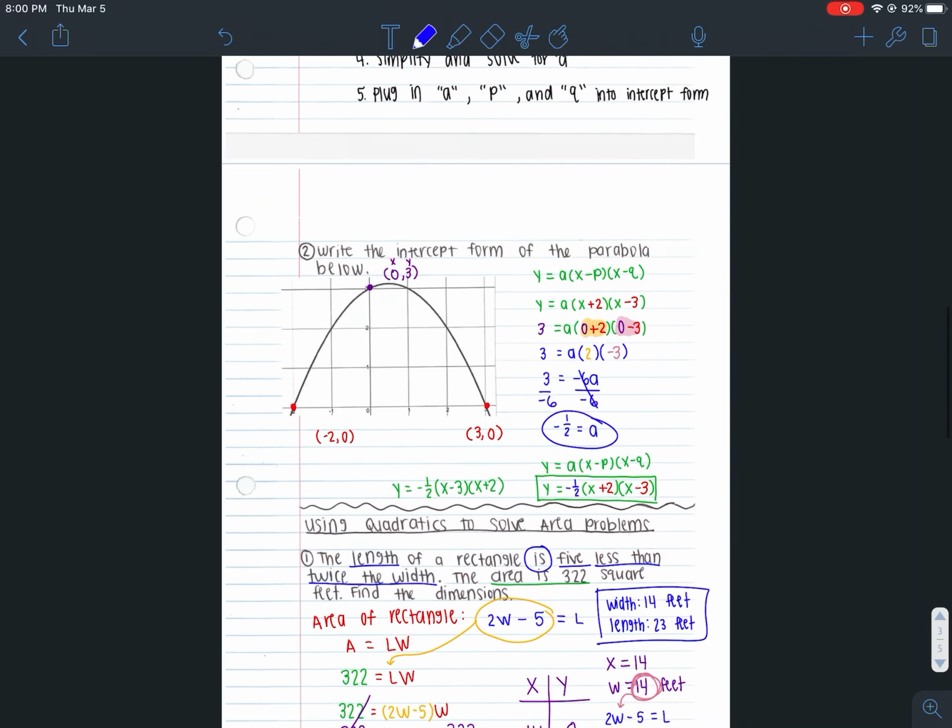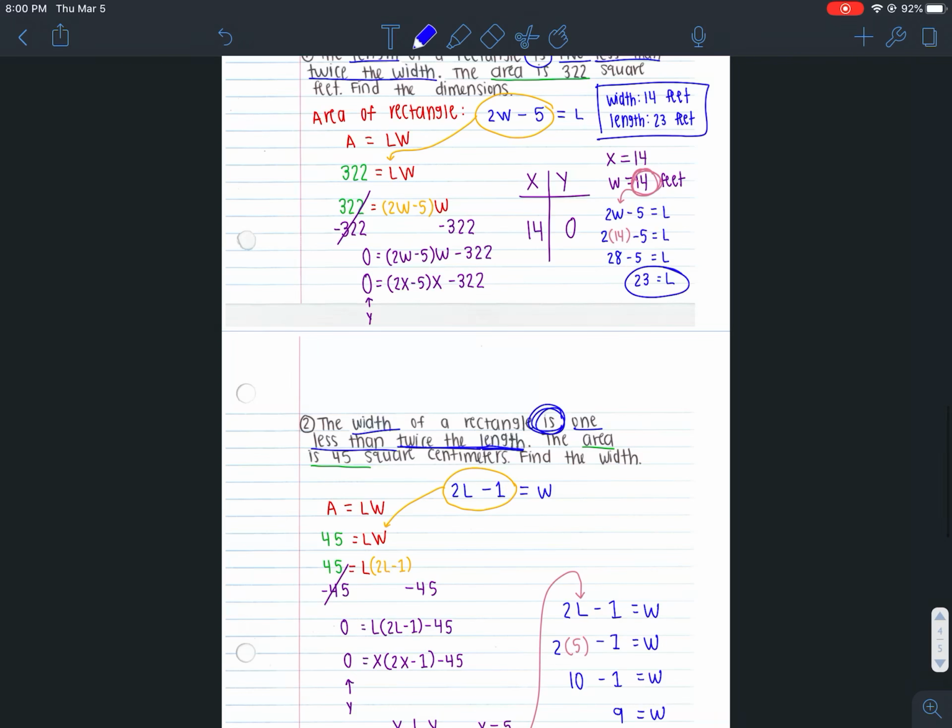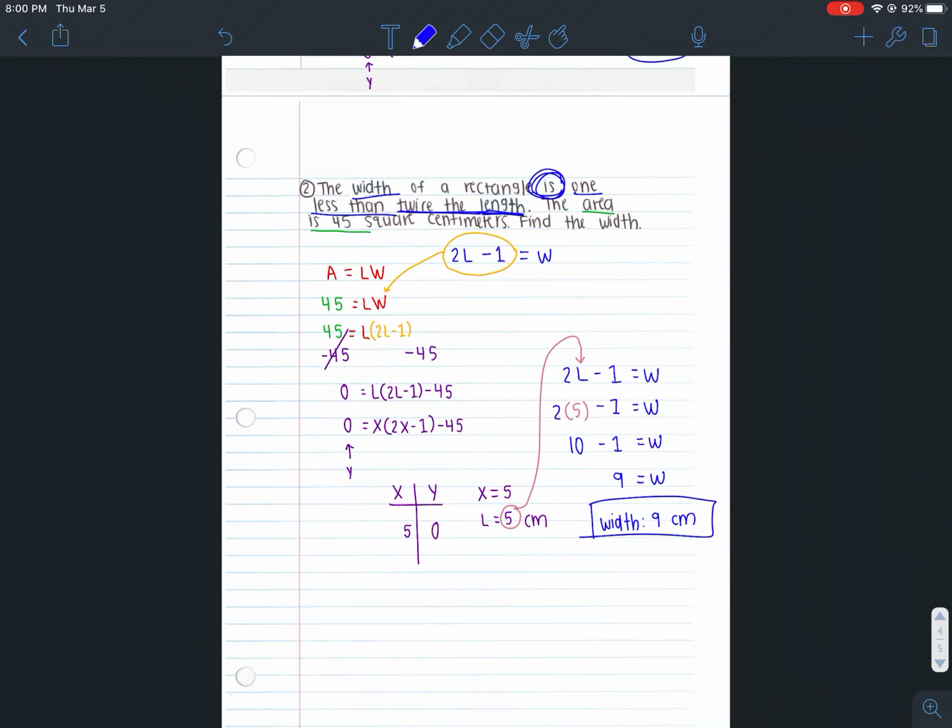All right, so that is the second half. It had really nothing to do with the first half, but I did want to put in some extra application problems to solve for the area of a rectangle.